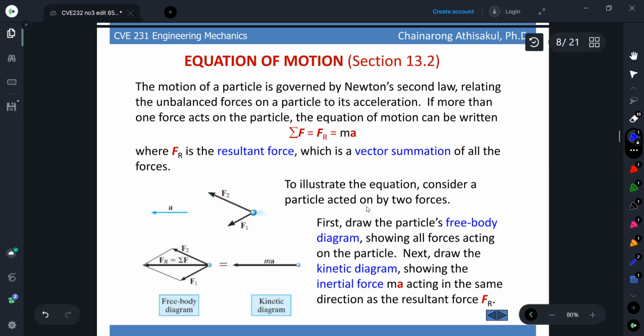Now the equation of motion when we consider particles. According to Newton's second law, we can form the equation of motion like this: summation F, which is the resultant unbalanced force, is equal to ma, that is mass times the acceleration vector. We can draw the free body diagram on the left hand side and the kinetic diagram on the right hand side like this. The acceleration is in the same direction as the force that we apply.